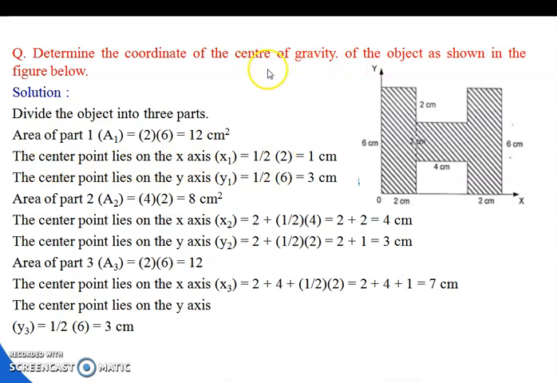So in the problem, we have to calculate the coordinates of the center of gravity. It is a 2D diagram, so we have two coordinates, one on the x-axis and another on the y-axis. So we have to calculate the center point on the x-axis as well as on the y-axis.